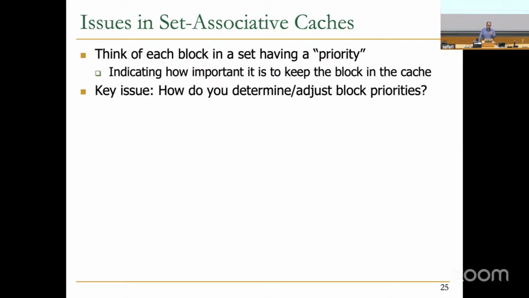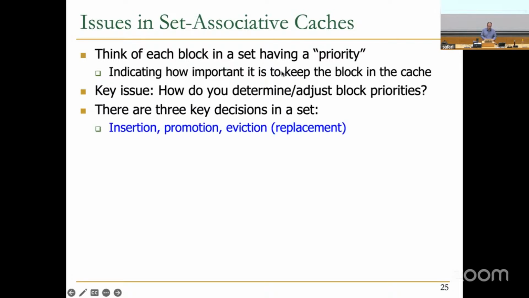So essentially, you need to evict one of the stored blocks. Which one are you going to select? That's the problem: we need to find a way to come up with a priority when we have these set-associative caches. There are three key decisions in a set that we're going to look into: insertion, promotion, and eviction, which is also known as replacement.